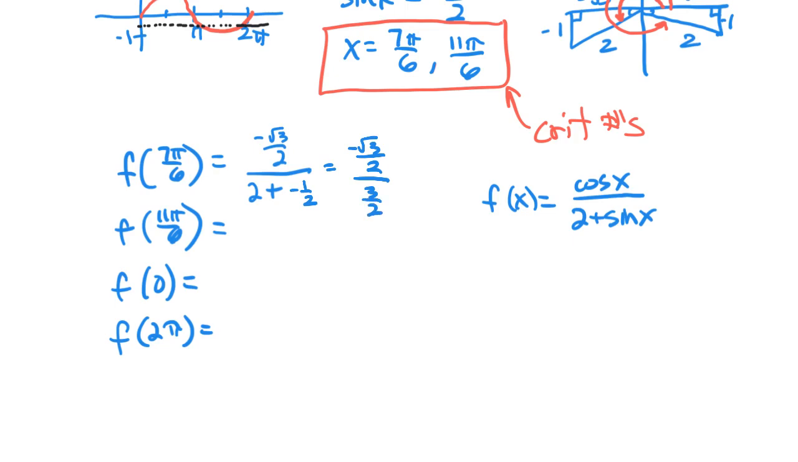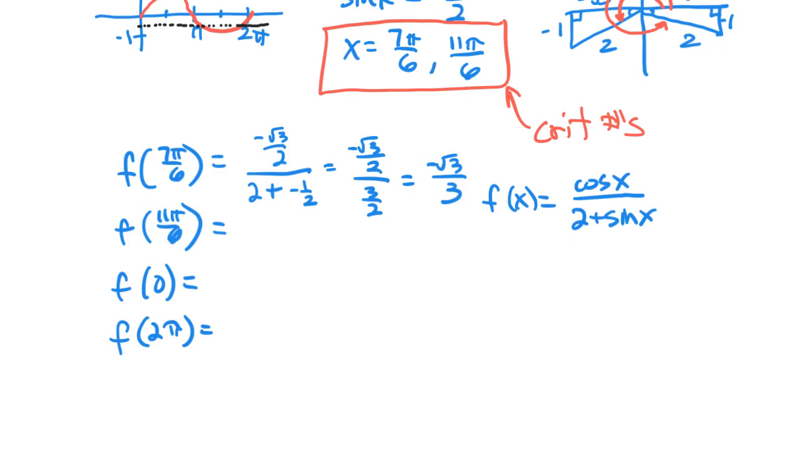We don't want to have a complex fraction, a fraction over a fraction. So instead of negative square root of 3 over 2 divided by 3 over 2, we could multiply by the reciprocal, which is multiplying by 2/3. The 2's would cancel and we get negative square root of 3 over 3. So that's what we get for the function at 7 pi over 6.